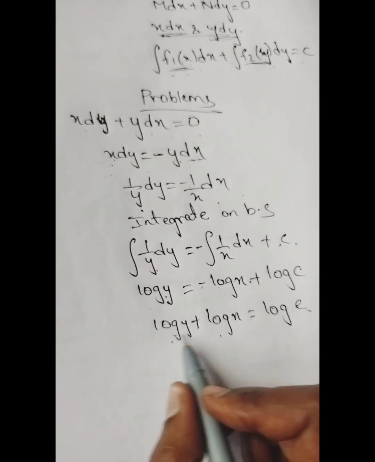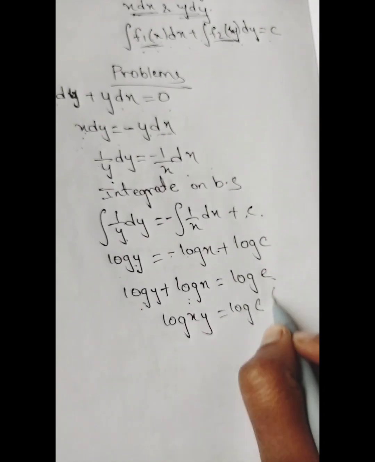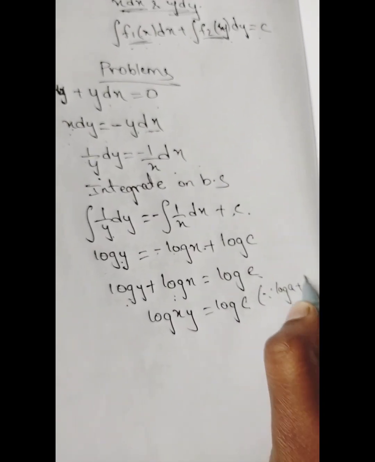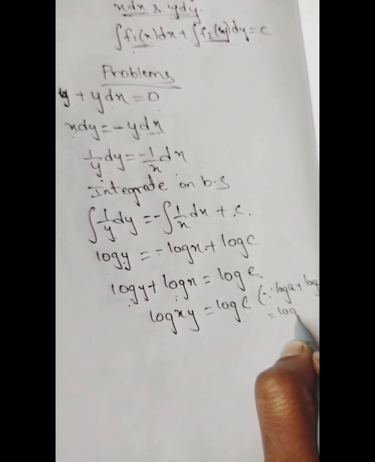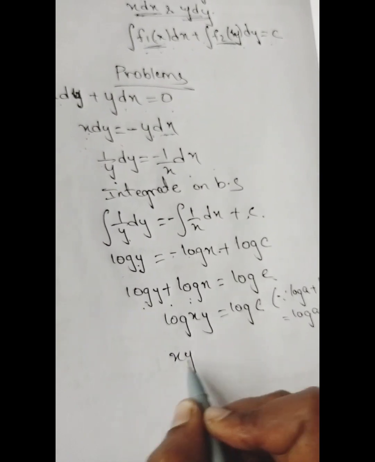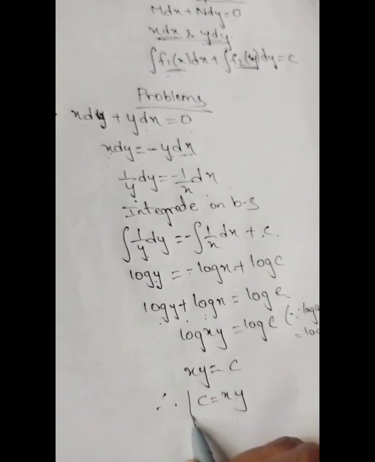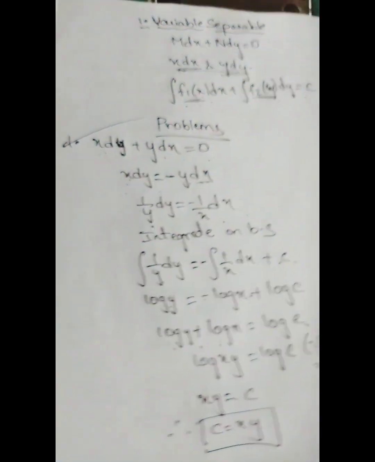Now log a plus log b can be written as log ab, so this we have applied here: log xy equal to log c. Now applying antilog on both sides, that gives you xy equal to c. Therefore xy equal to c is the solution of this differential equation.